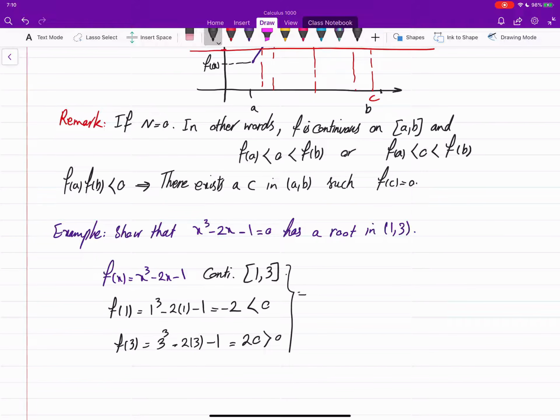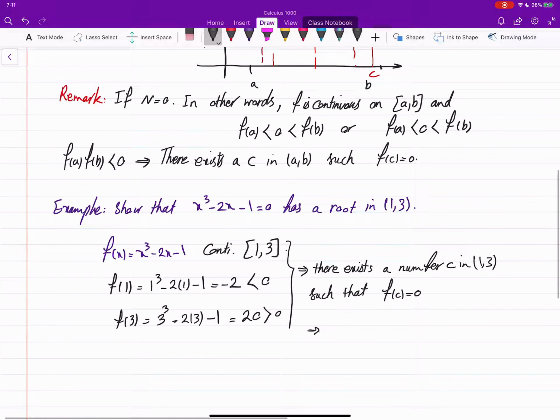As a result, there exists a number c in the interval (1, 3) such that f at c is equal to 0. Or f at c equal to 0 means what? c cubed minus 2c minus 1 is equal to 0. And that means that c is a root for the equation.